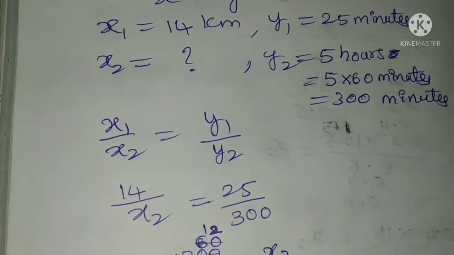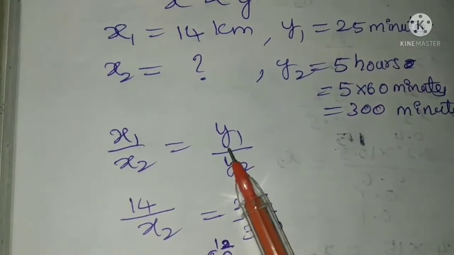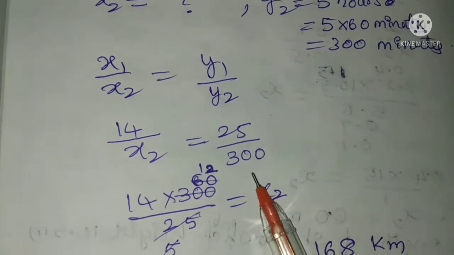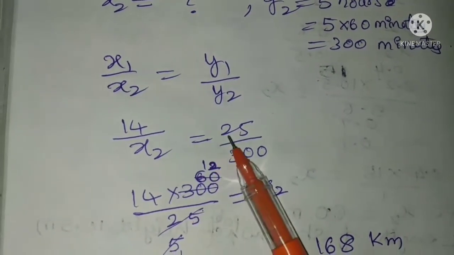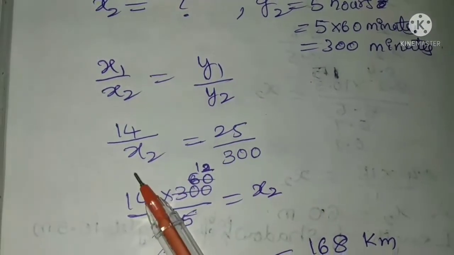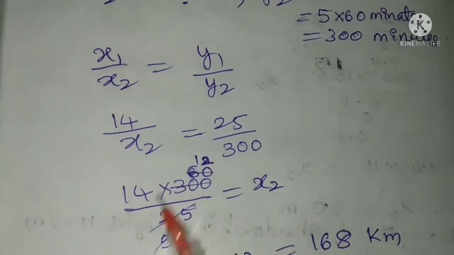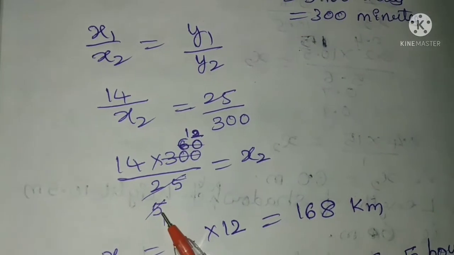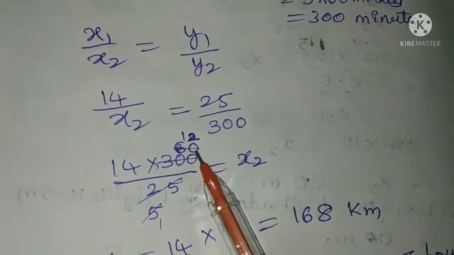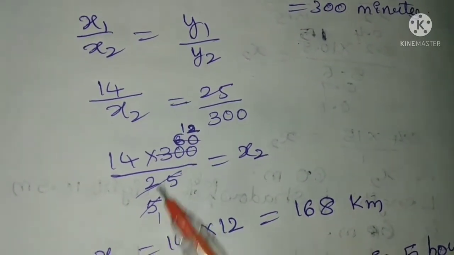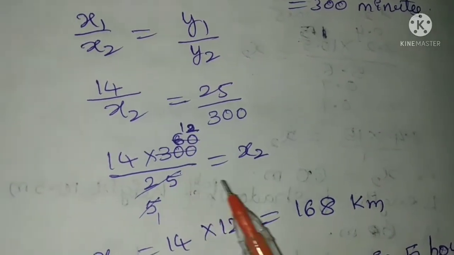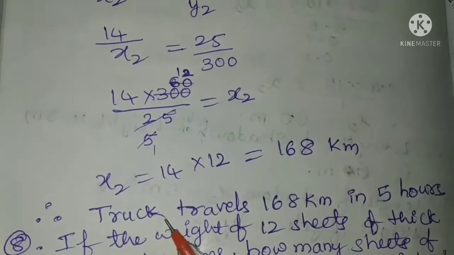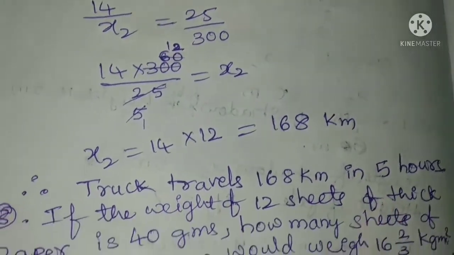Now x1 by x2 is equal to y1 by y2. 14 by x2 is equal to 25 by 300. Now x2 comes here, 300 goes up, 25 comes down. 14 into 300 by 25 is equal to x2. Now with 5 table, 5 fives are 25, 5 sixes are 30, 0, and then 5 twos are 10, 5 twelves are 60. 12 into 14, you get 168 kilometers. Therefore the truck travels 168 kilometers in 5 hours.